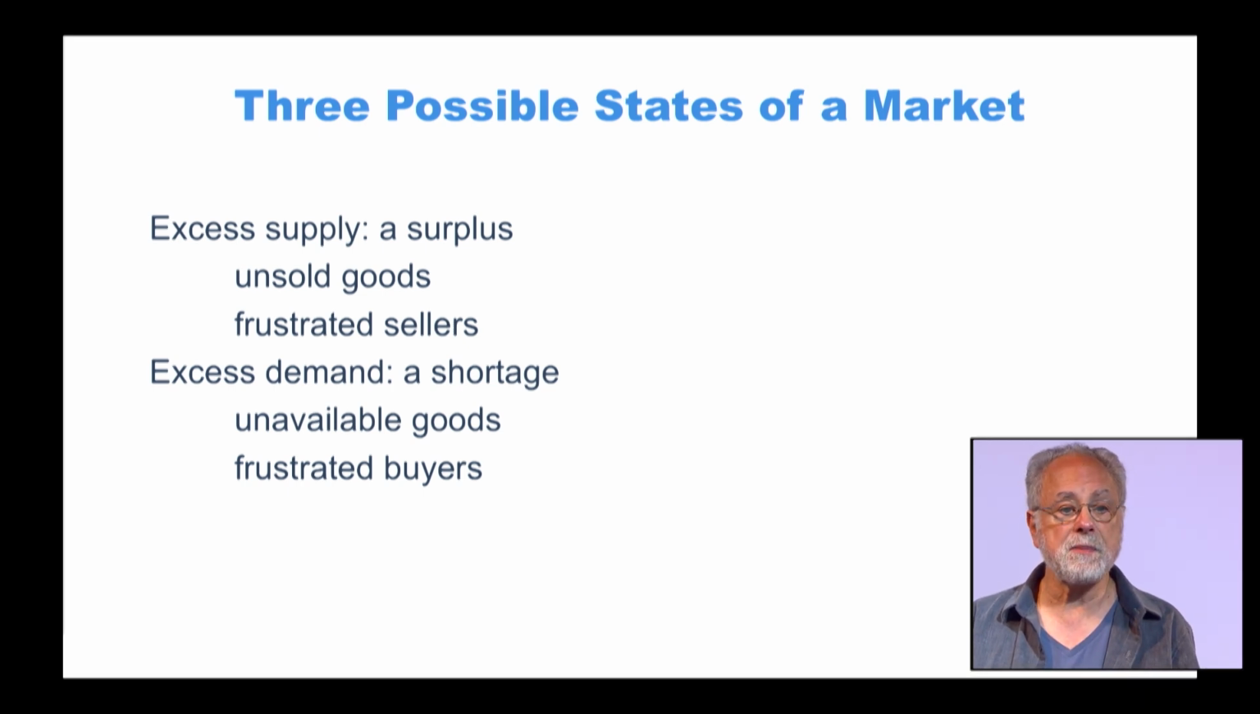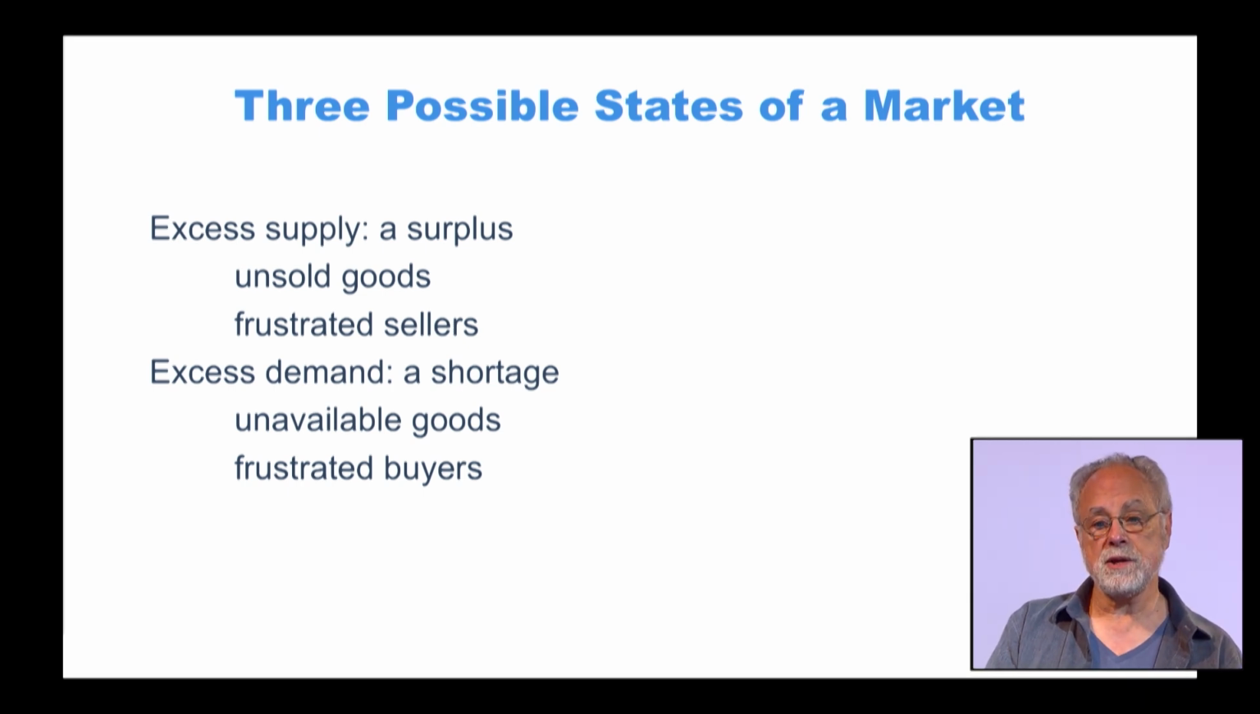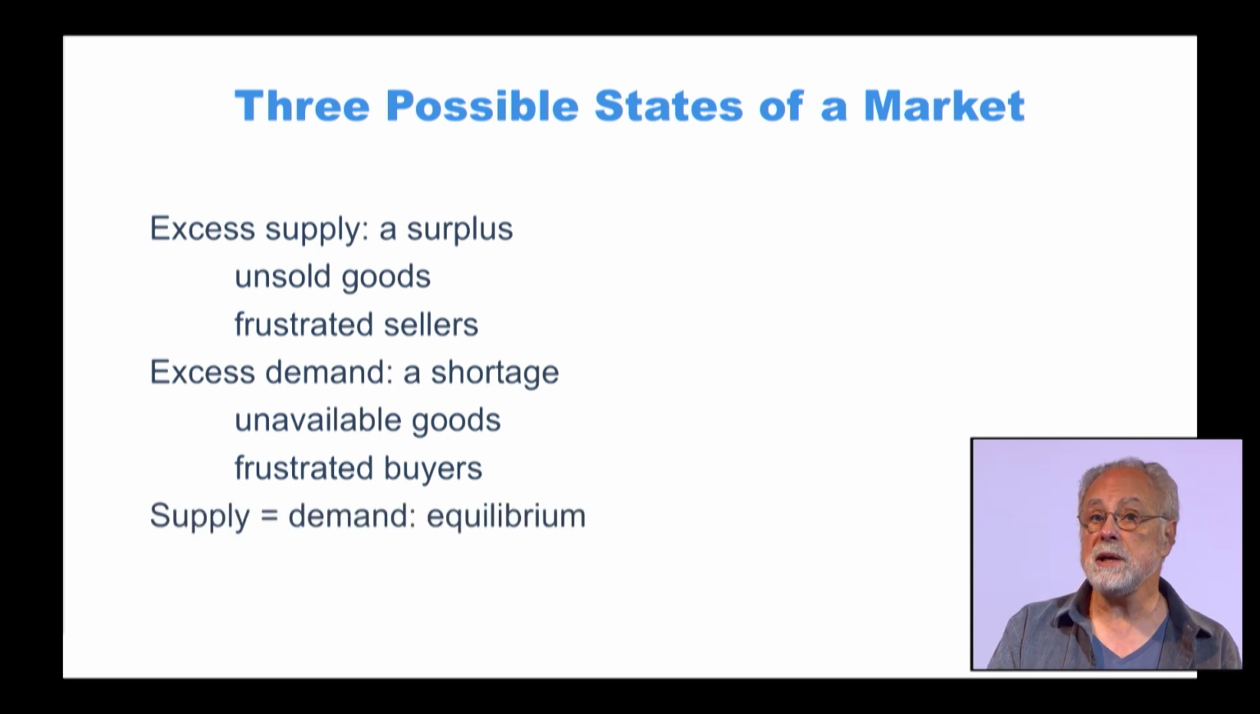The other situation you could have is excess demand. So in excess demand, the consumers want to buy a lot, the suppliers aren't supplying as much as they want, and then you have a shortage of goods. In that case, it's the consumers who are going to be frustrated. They want to buy stuff and it's not there on the market. The only other possibility of the three is that they could be equal. And if they're equal, that's what we mean by an equilibrium in this context.